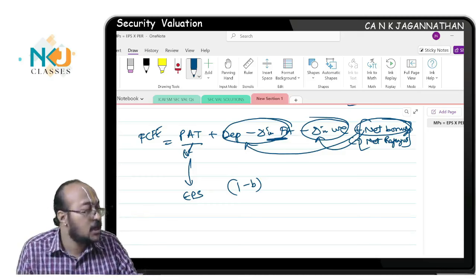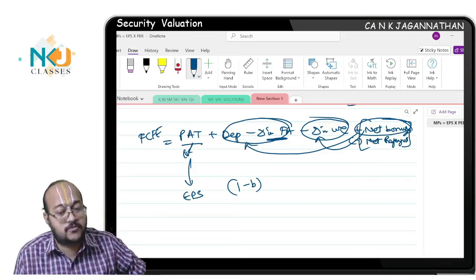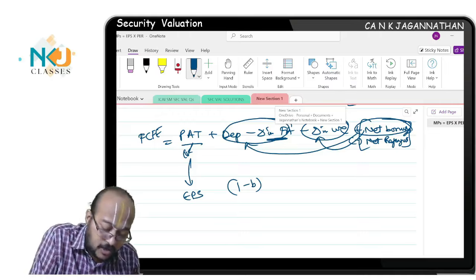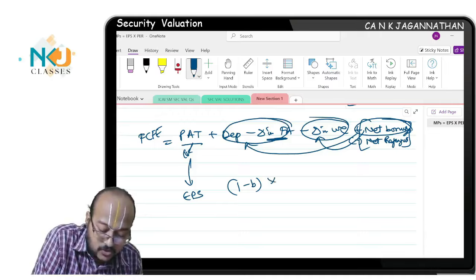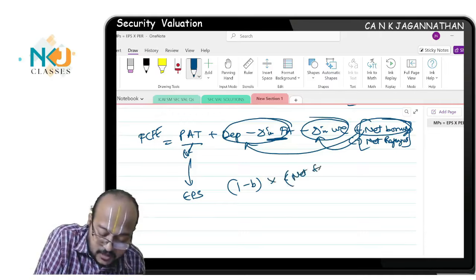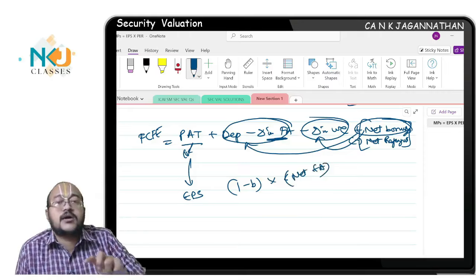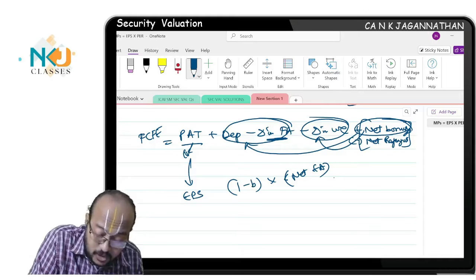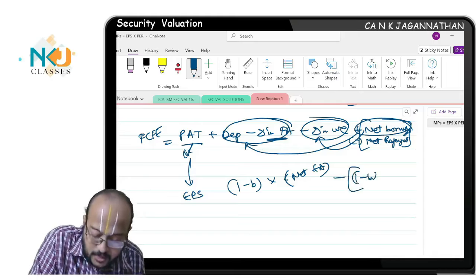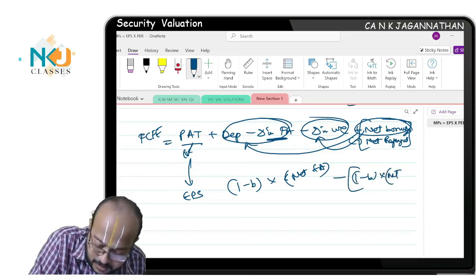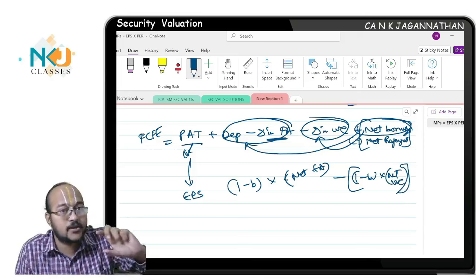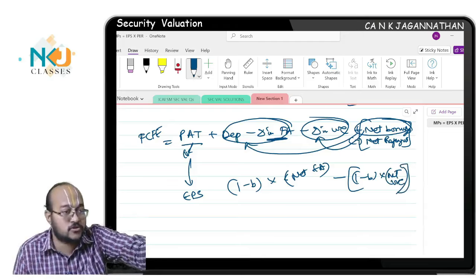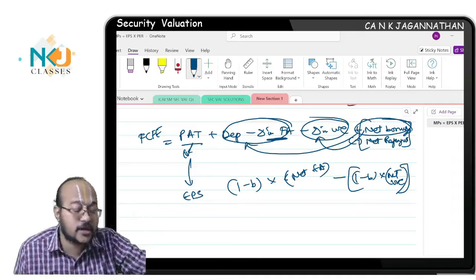For computing FCFE, you need to adjust that portion of the cash flow which doesn't belong to equity holders, correct? If you multiply 1 minus B into net fixed assets, you will effectively get the net investment in fixed assets which belongs to equity holders alone. Same way, minus 1 minus B into net working capital. 27% of the working capital belongs to borrowers, so I will adjust that. Whatever fresh investment in working capital belongs to equity holders alone, I will consider.